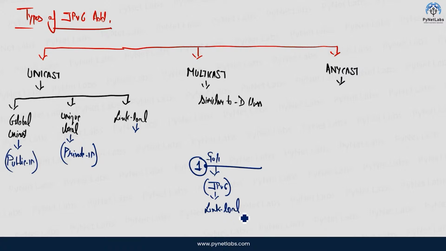This link local address is a default address which is enabled on every IPv6 interface which you are going to configure. This link local is basically used for processes like neighbor discovery, similar to ARP in IPv4. We have NDP and all these things in IPv6 as well. So link local is just a default address on every IPv6 enabled interface.